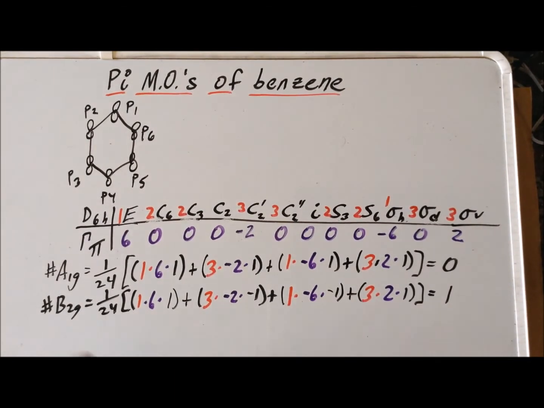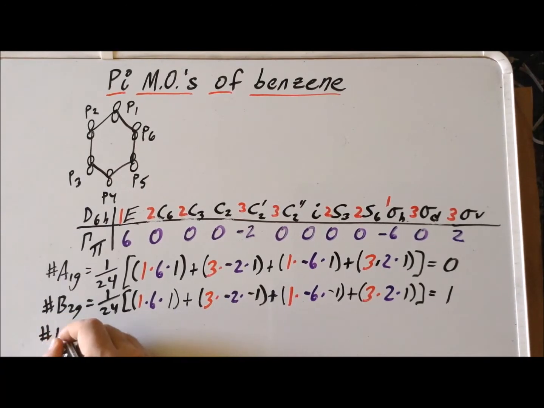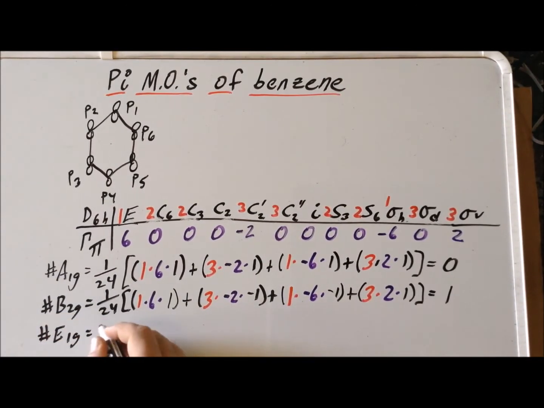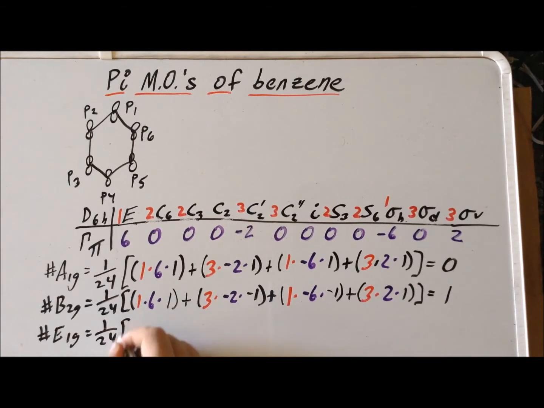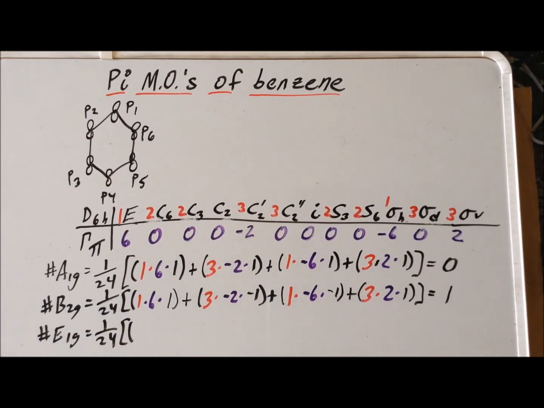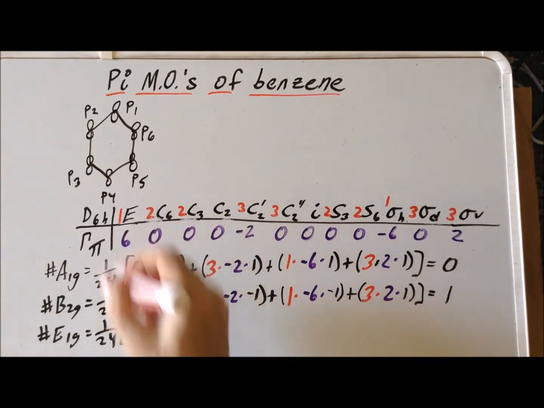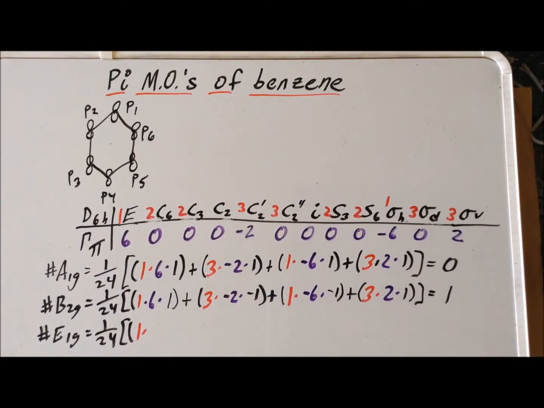The next irreducible representation that we need to include is E1G. So we have 1 over the order of the group, which is 24. The number of operations in the class for the identity is equal to 1. The character from the reducible representation is a 6. And then the character from the character table for the irreducible representation E1G is a 2. And that makes sense because this is a doubly degenerate representation.